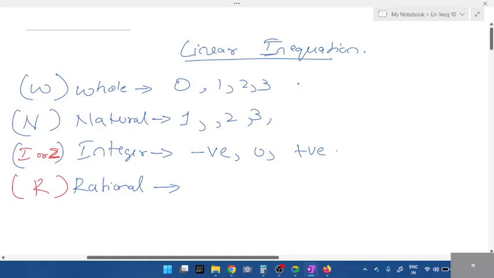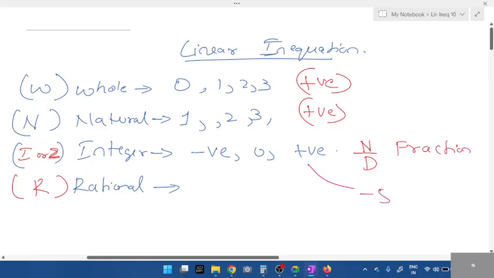See, whole number will not have decimal. Whole number has only positive. Natural number also has only positive values. Integer has positive and negative, but integer will never have decimal value. It will never have decimal or numerator by denominator. Numerator by denominator we call fraction. So integer will never have fraction, students. You will have only minus 5, 15, 0.